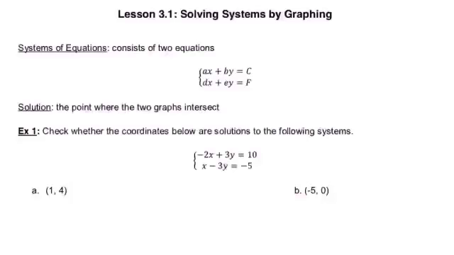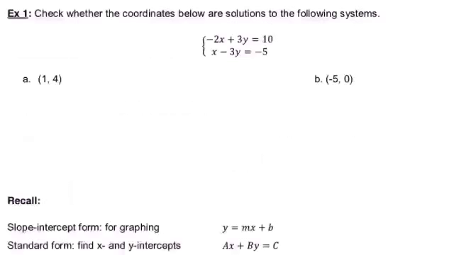The solution for a system of equations is the point where the two graphs intersect. So if we graph these two lines, the solution will be where they intersect. To determine whether the coordinates are solutions to the system of equations, we have to plug in the values that they give us. So they give us a coordinate, which is an x and y value. We're going to plug that into both equations of our system to determine whether it is a solution. So if we get a true statement for both, then it's a solution. If it doesn't work for one of them, then it's not a solution to the system.